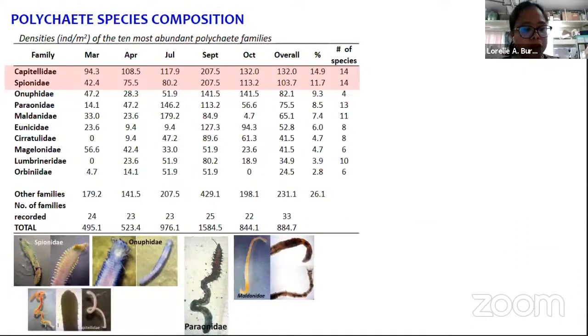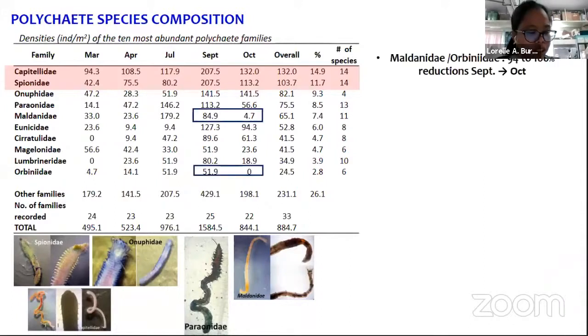The total number of species recorded in the area was 155, belonging to 30 families. And among the families, Pilargidae and Capitellidae were the most represented with 14 species. They're also the most dominant families.